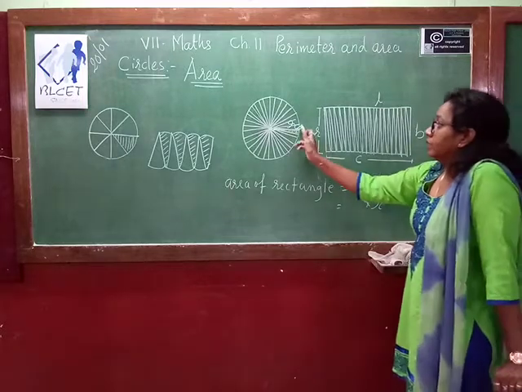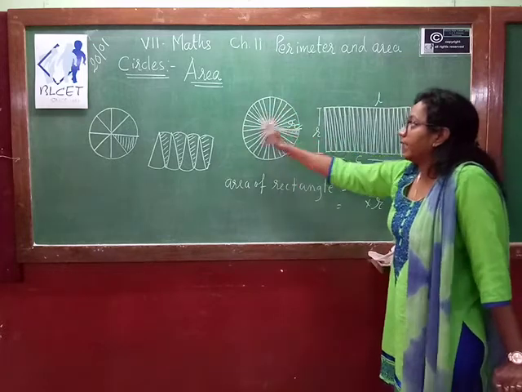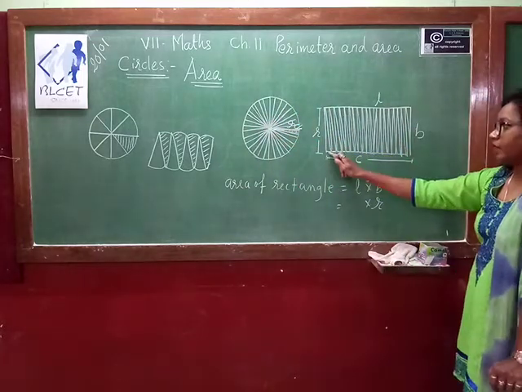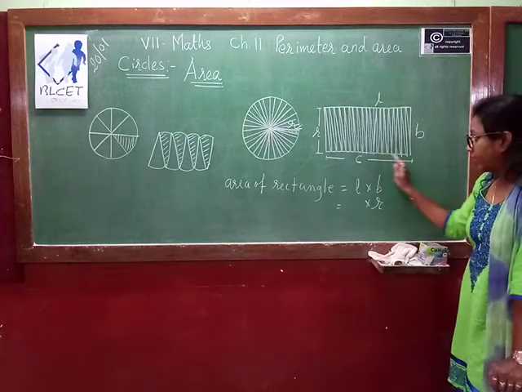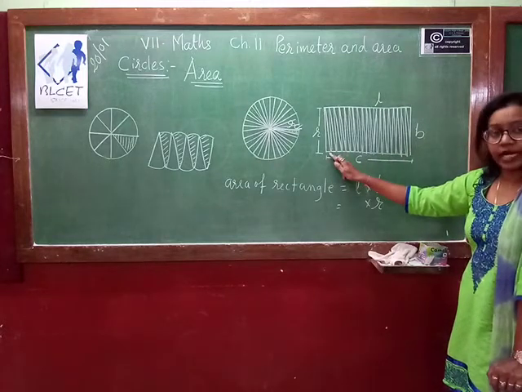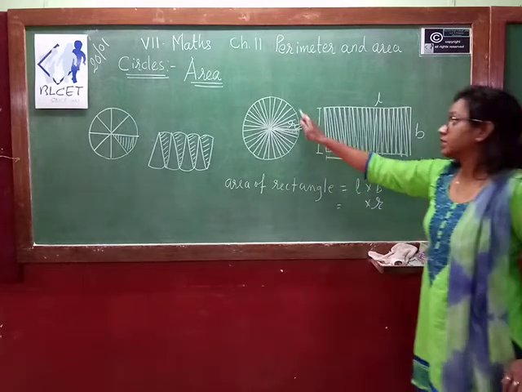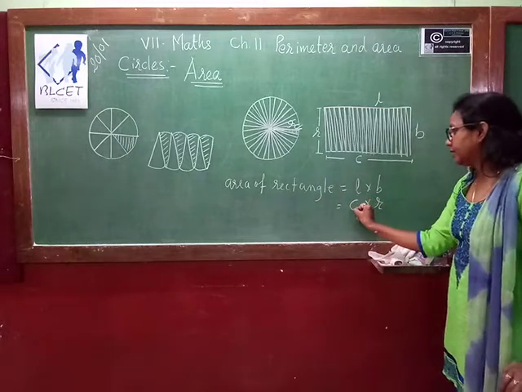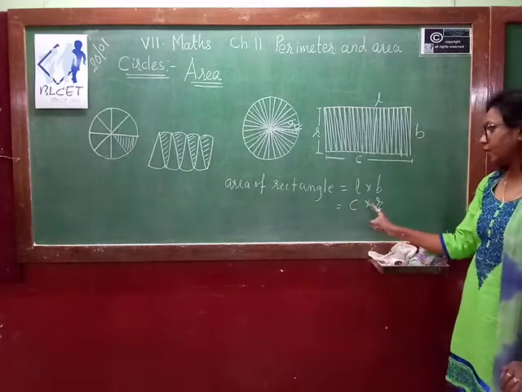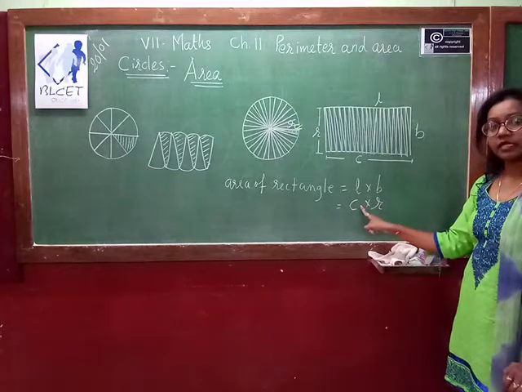Now this is the circumference. When you cut it and arrange like this, this boundary becomes a straight line. This straight line, that is the length of the rectangle, is the circumference of the given circle. So in place of L you can write C. So C into R is the area of the circle.